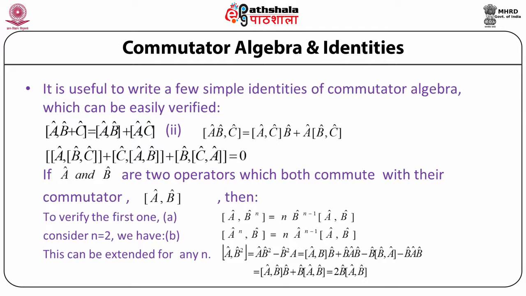And second, commutator of operator A to the power n with operator B is equal to n times operator A to the power n minus 1 times commutator of operator A and operator B.